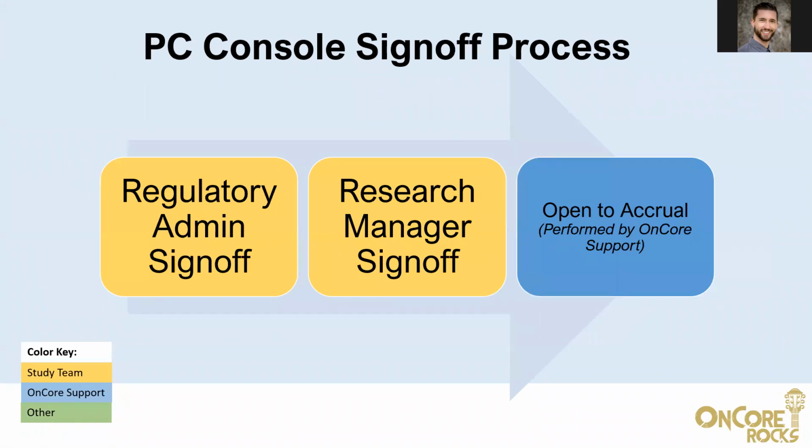And the PI sign-offs are done in OnCore. Then we have those other sign-offs, those PC console sign-offs that we're covering in class today. So we have the regulatory coordinator sign-offs, the research manager sign-offs, and once all of the sign-offs are complete, the study is moved to open to accrual. And that open to accrual is done by OnCore support.